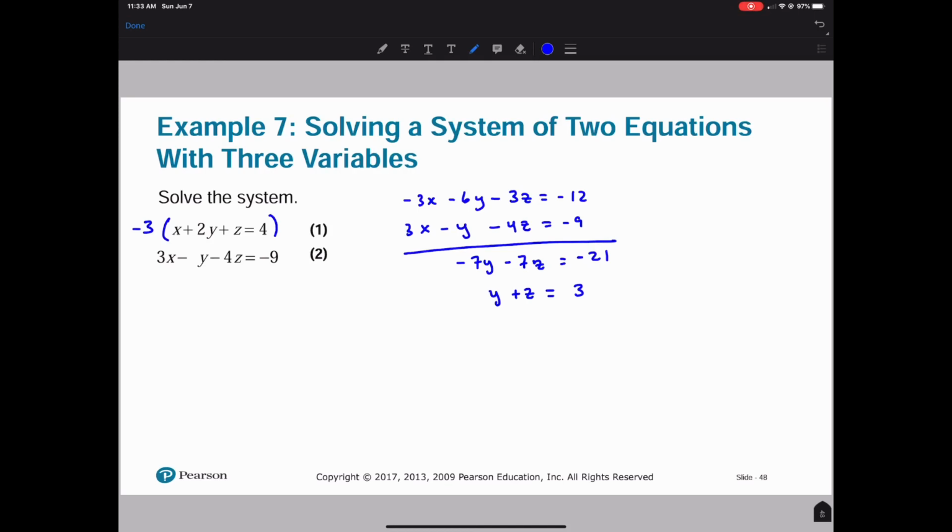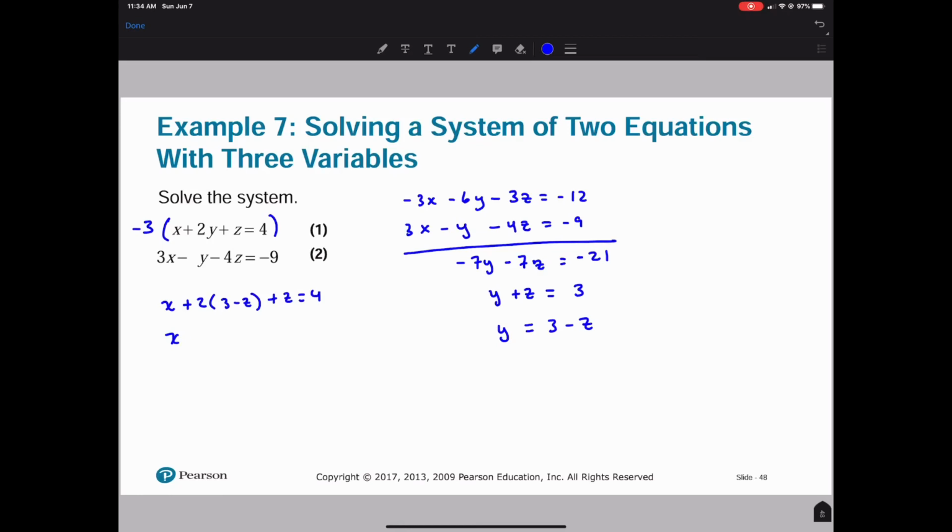So let's look at what we got. So I could put y is equal to 3 minus z. I'm going to take that and plug it into both of the equations, because I only got two equations, right? So this will just be x plus 2 times 3 minus z plus z is equal to 4. And I'm going to solve this.